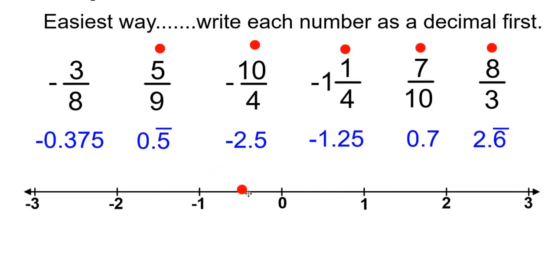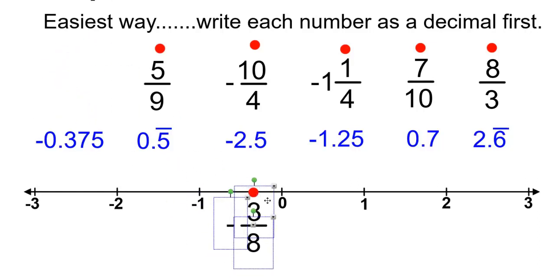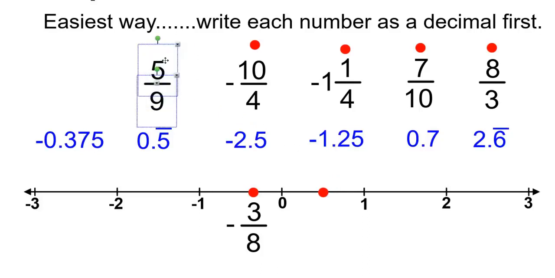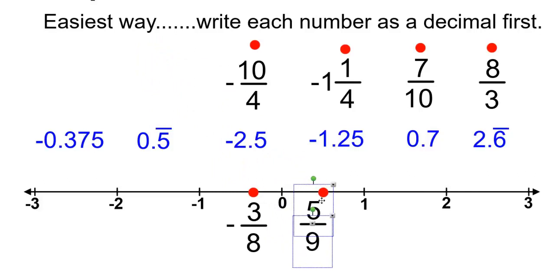So for negative 0.375, it's going to go just to the right of negative 0.5, so about there. For 0.5 repeating, that will go just to the right of 0.5. For negative 2.5, that will go halfway between negative 2 and negative 3.